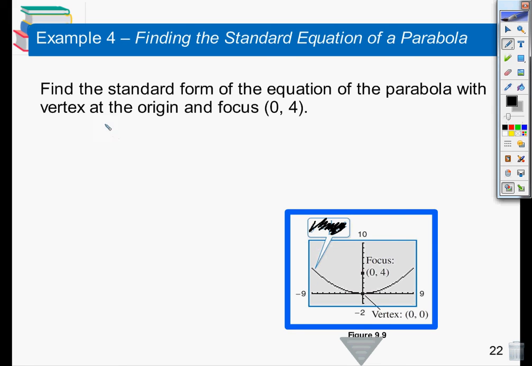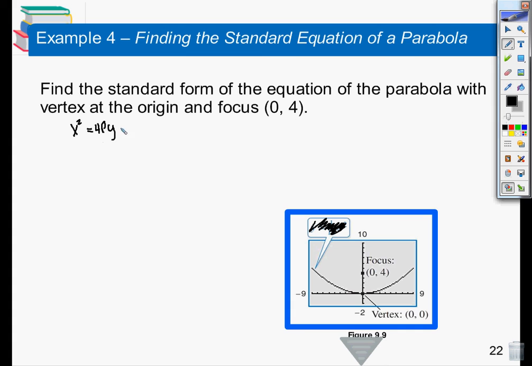So the standard form, like we just saw on the other page, was x squared equals 4p times y, right? So we need p, essentially. Everything else is taken care of. X and y is not a big deal.